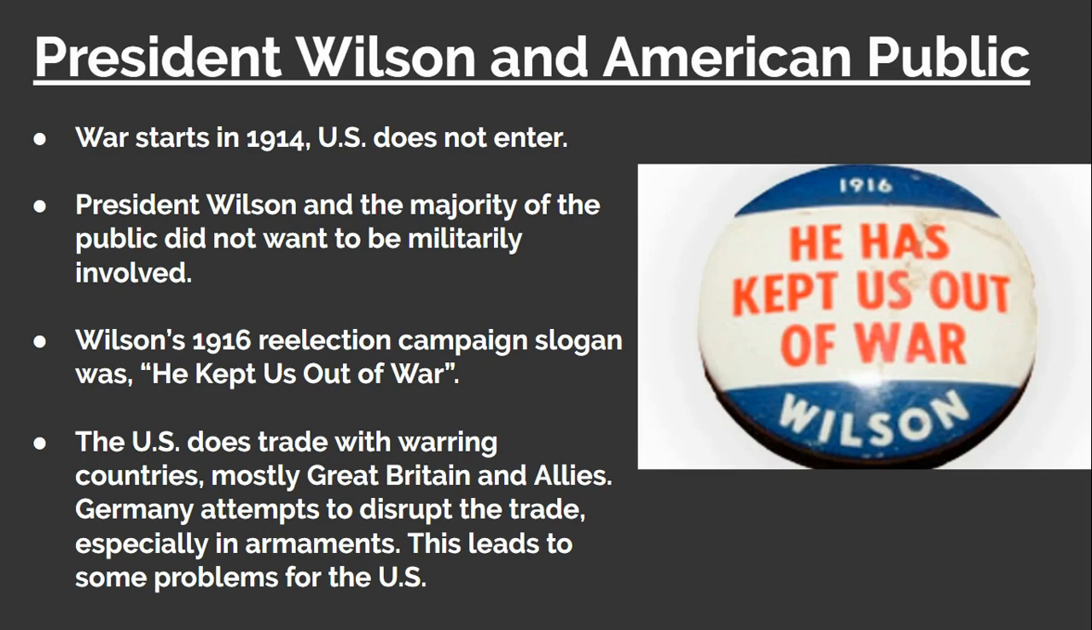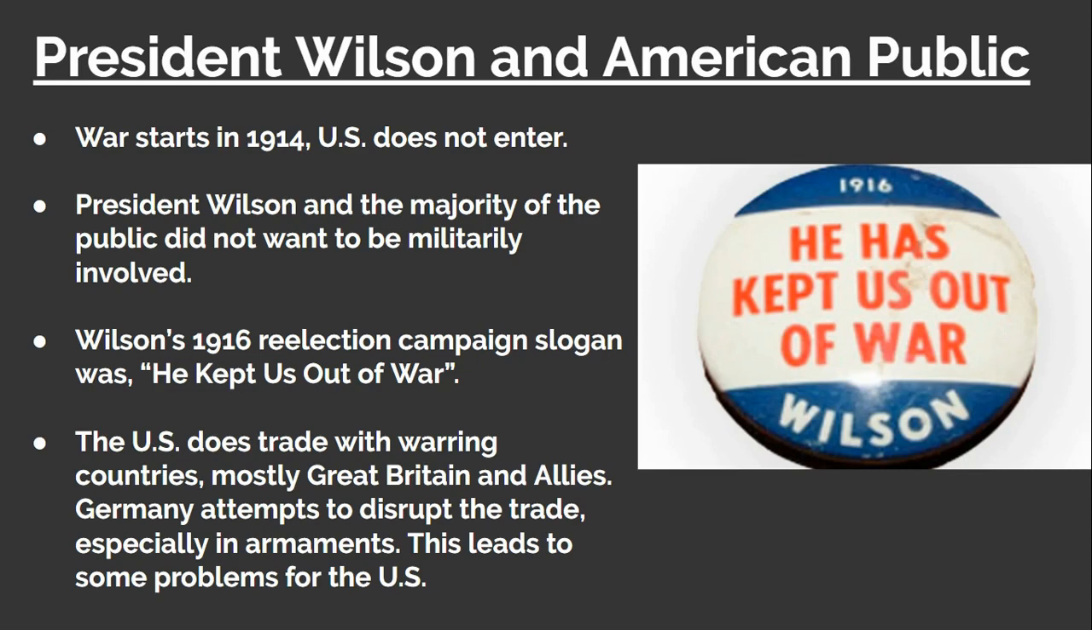Now, the U.S. does trade with warring countries, mostly with Great Britain and France. This is partly because Great Britain controls the seas, has control of the Atlantic Ocean. Well, they have control of the Atlantic Ocean above the water, but German U-boats are disrupting trade under the water. And there are attempts to destroy any armaments that are going between America and Great Britain. And officially, America was not supposed to be trading guns with Great Britain. It was just supposed to be trading things like food. However, this was being done.